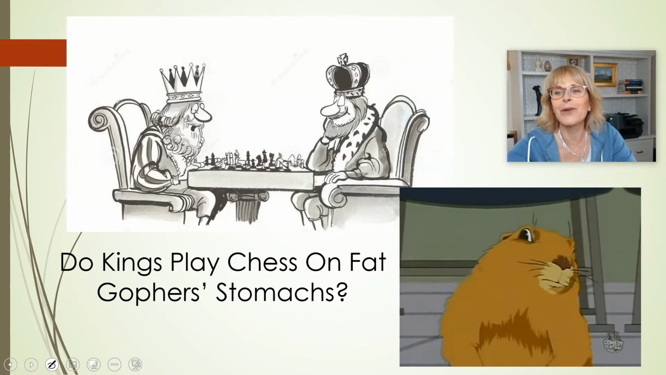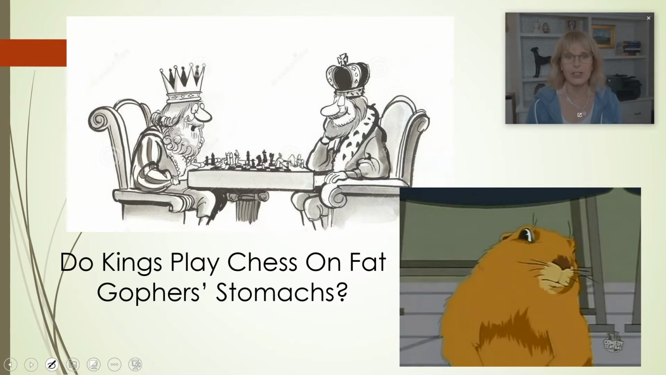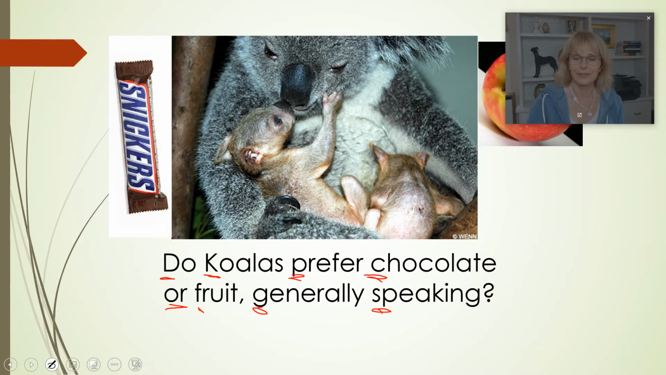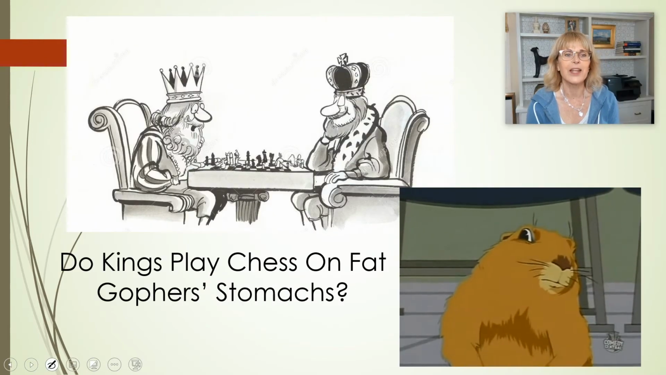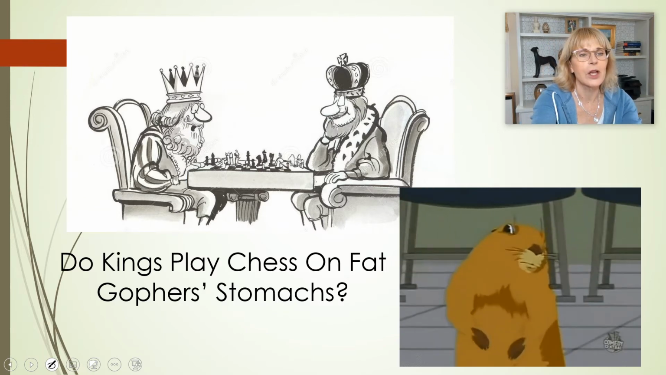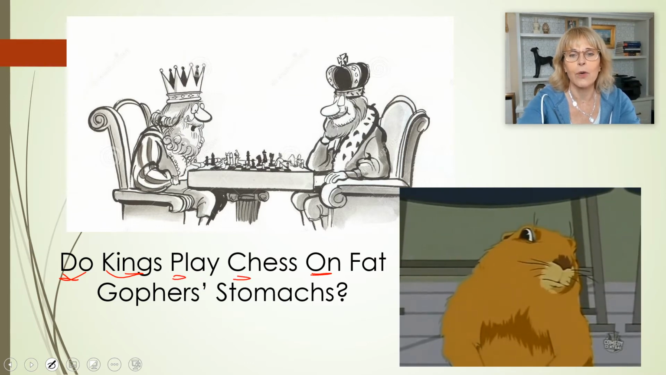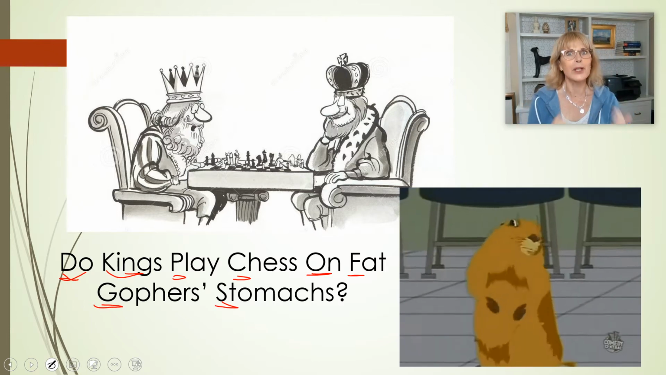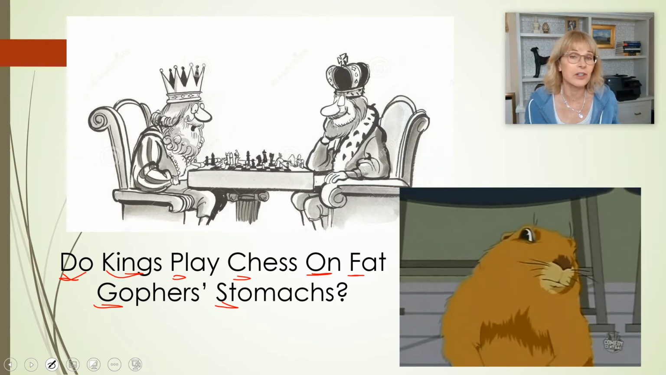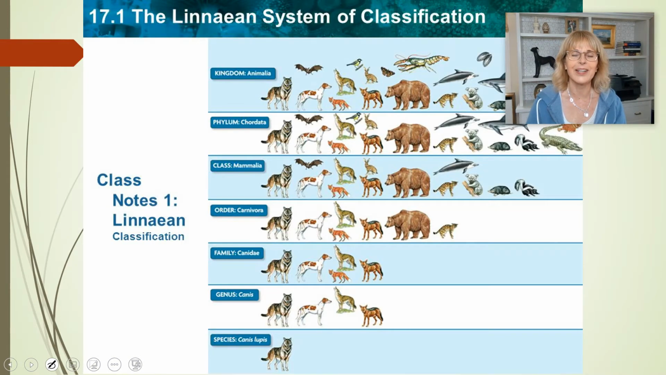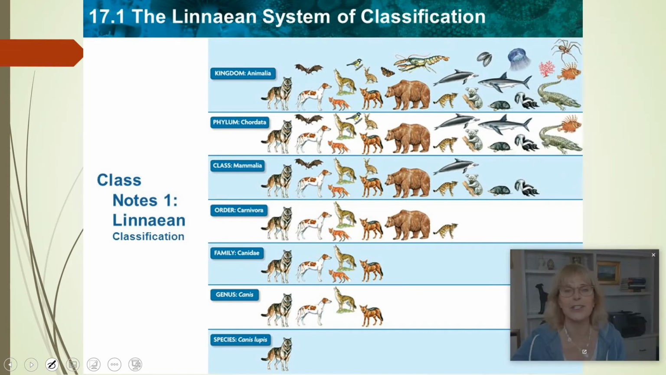Okay, the other way that I remember it is this. Do kings play chess on fat gophers' stomachs? So still, domain, kingdom, phylum, class, order, family, genus, and species, right? So pick your way, because that's going to be a question on next week's quiz. It'll be like, which of these lists is in the right order? Let's get back to the system of classification.